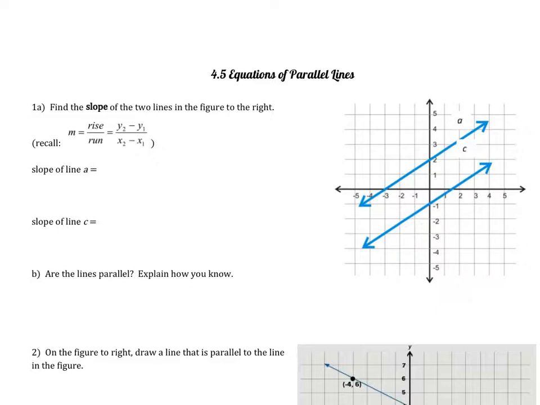Today we are going to be finding equations of parallel and perpendicular lines. So in this first example, we're asked to find the slope of the two lines to the right. Remember, we can either find 2 points and then use our slope formula, or we can interpret the rise over run just by looking at it.